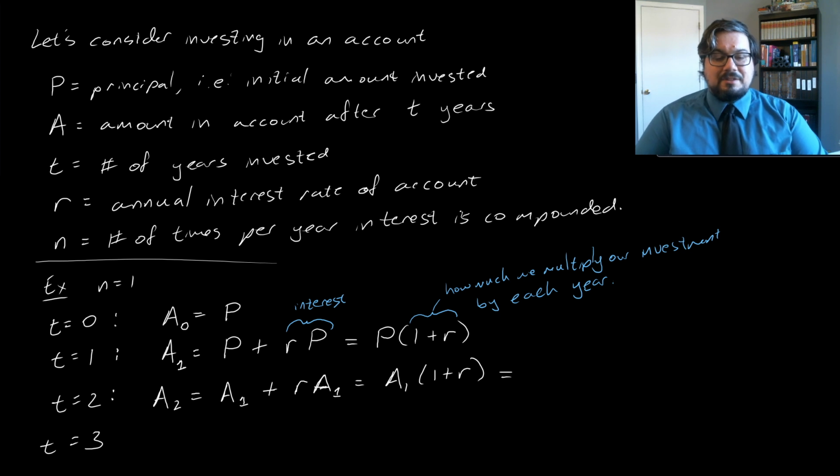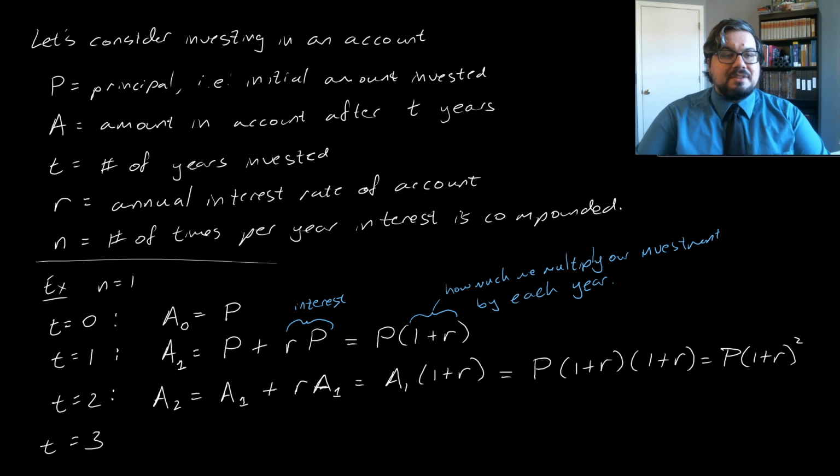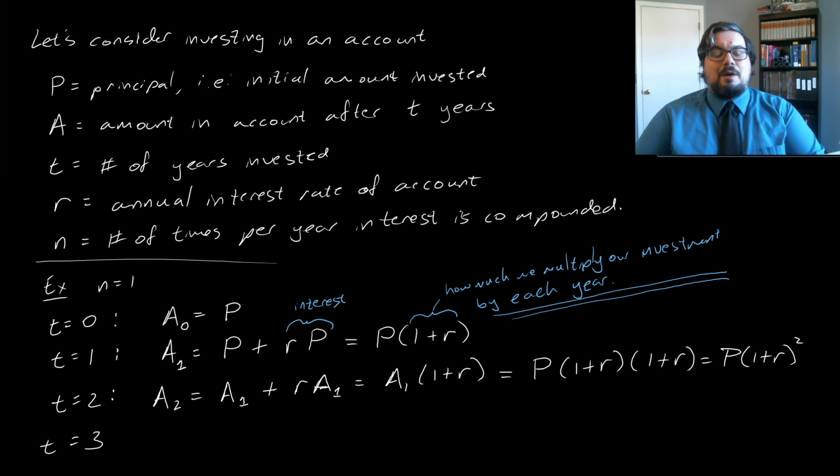But we also know the amount of money you had after 1 year is p times 1 plus r. And so in fact we get that the amount of money you have after 2 years is p times 1 plus r squared. And this goes along with the interpretation of 1 plus r, which tells us how much we multiply our investment by each year. So in the first year, we went from p to p times 1 plus r. And then when we move from the first year to the second, we're going to multiply by 1 plus r again, because we're earning interest on our interest.